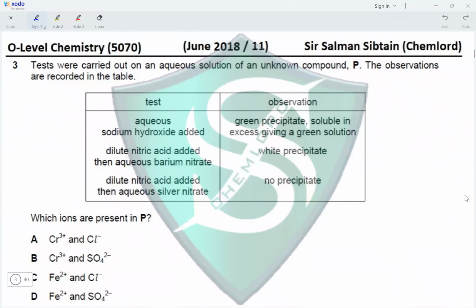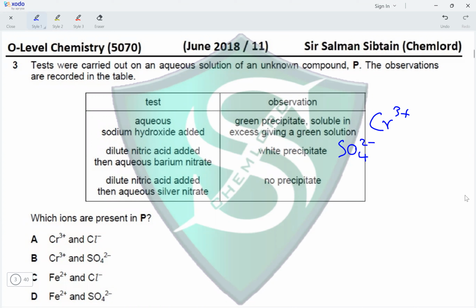Question 3. Tests were carried out on an aqueous solution of an unknown compound P. The observations are recorded in the table. Test: aqueous sodium hydroxide added. Green precipitate soluble in excess giving a green solution. This is the presence of Cr3+ ions. Dilute nitric acid added, then barium nitrate. White precipitate, this is sulfate ions.